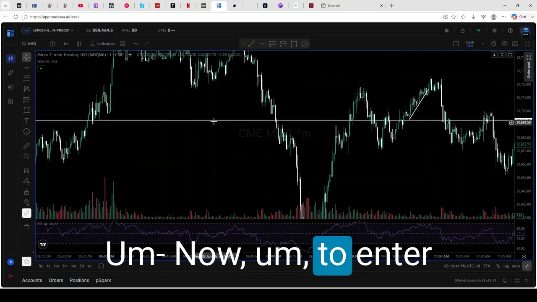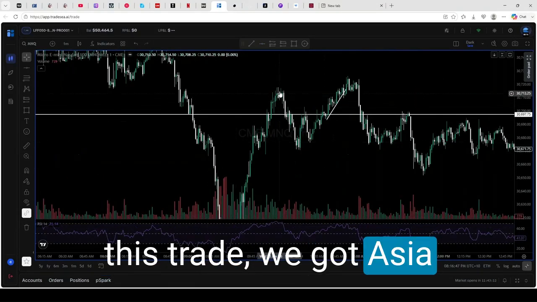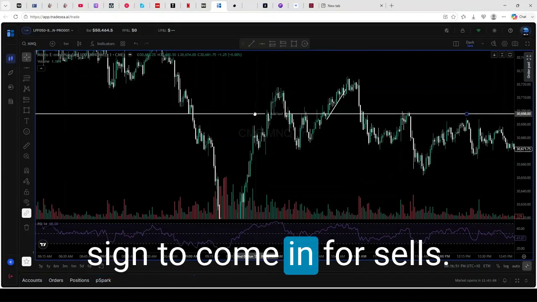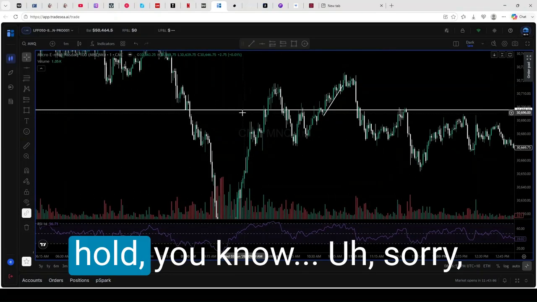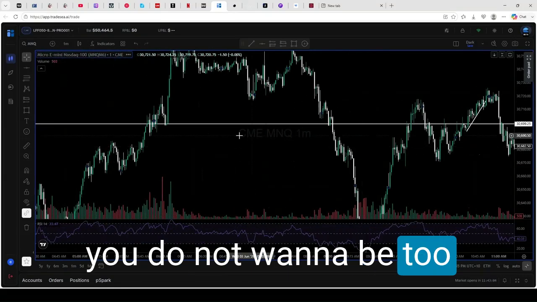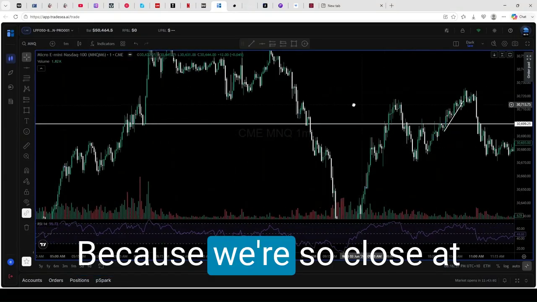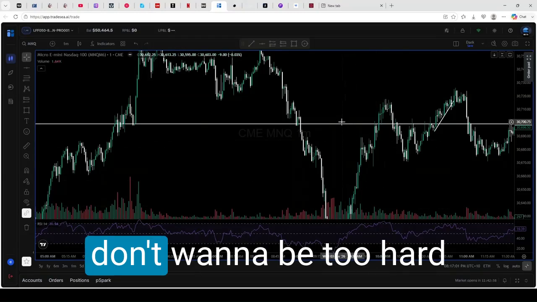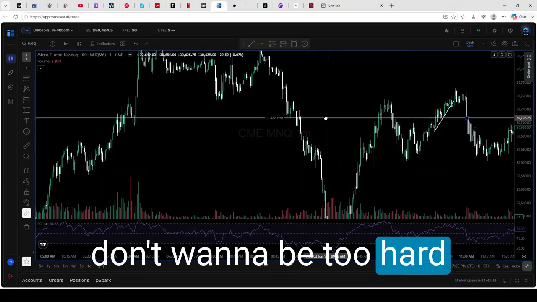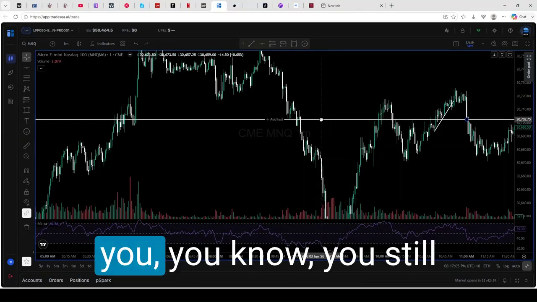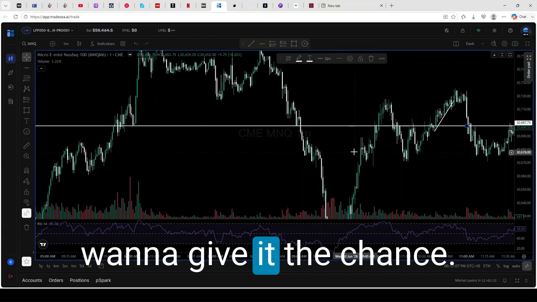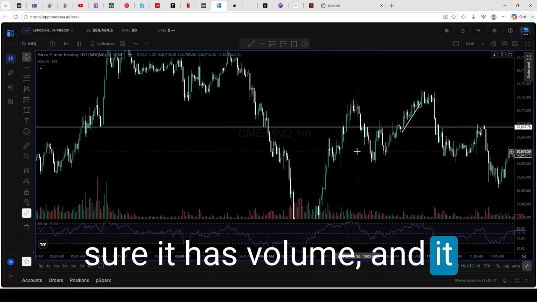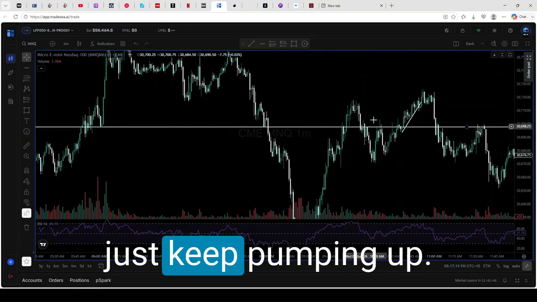Now, to enter this trade, we've got Asia Open right here at the top. We are overbought, meaning that is a good sign to come in for sells. Now, you do not want to hold. Even though we are overbought, you don't want to be too hard on the entry to sell, because you still want to give it the chance. You still want to make sure it has volume and is going in your direction, because it could easily just keep pumping up.